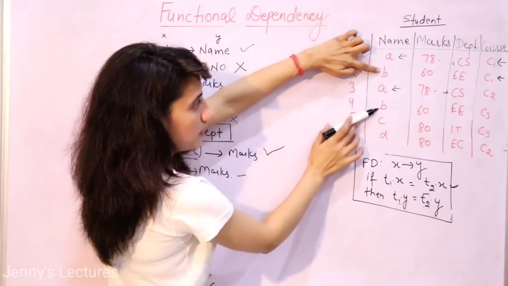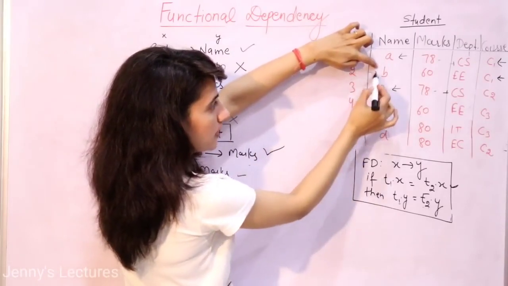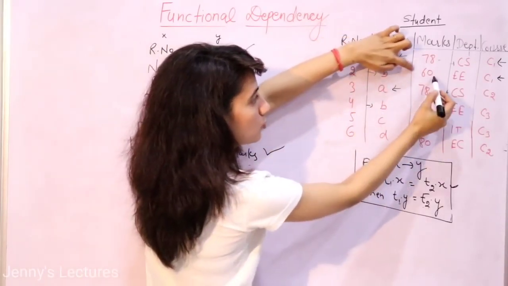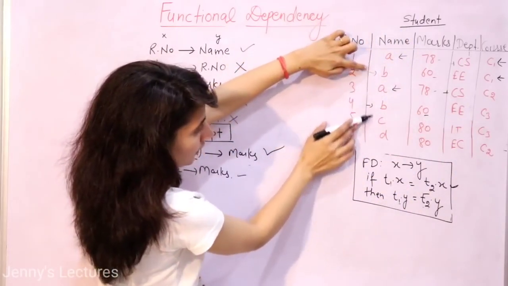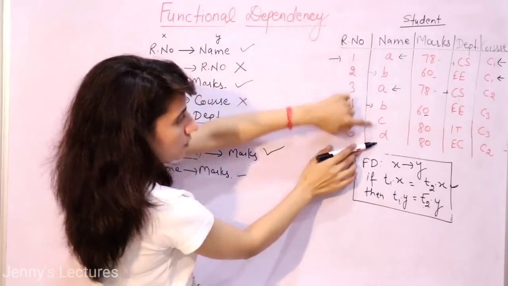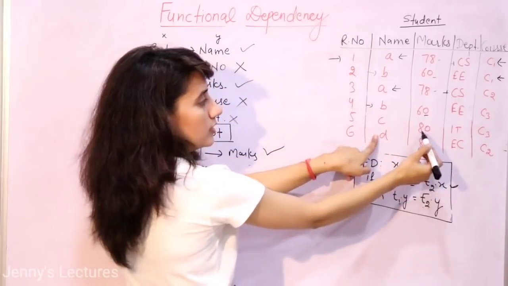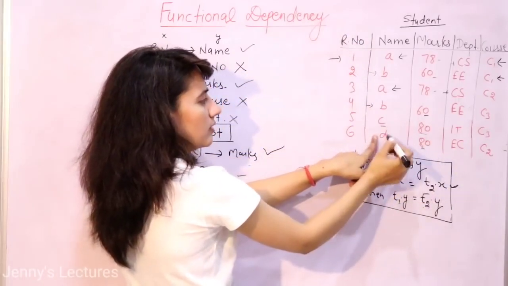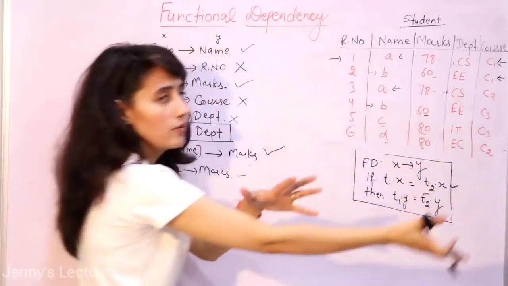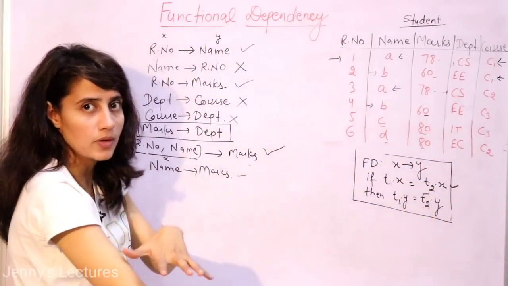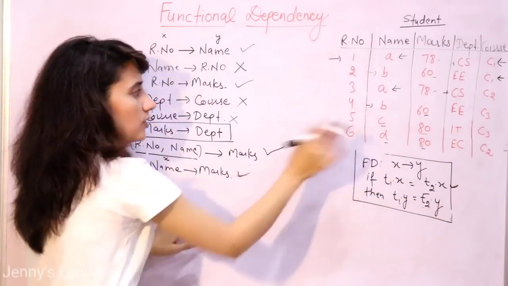Like same in B and B, name is same in two tuples, X value is same, Y value is also same. Again we don't have any repetition because here I have C, here I have D, so no need to check here. See here Y value is same, but X values are not same. So if X value is not same, then we will not check Y values, it may or may not be same. So this is a functional dependency in this case.